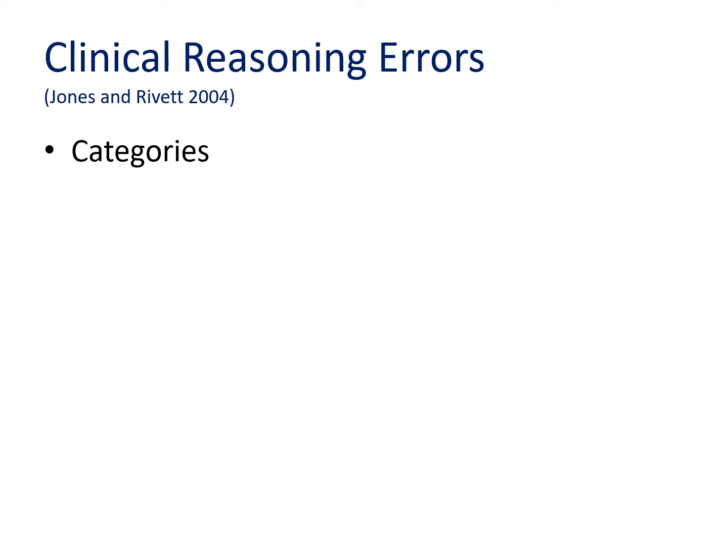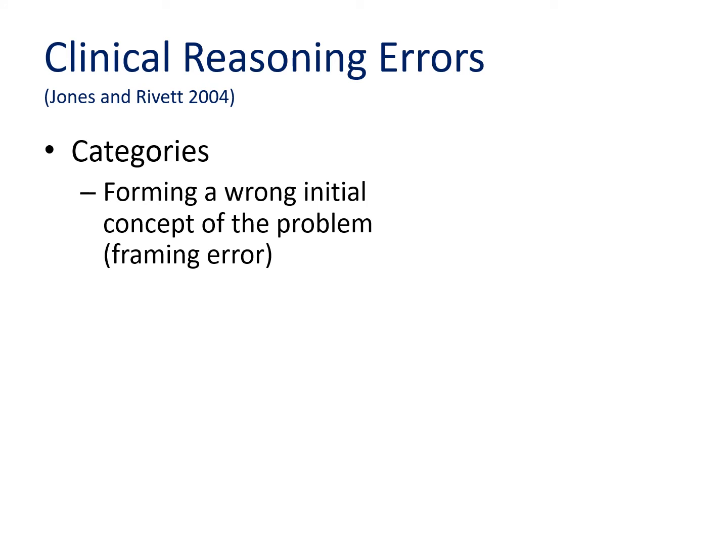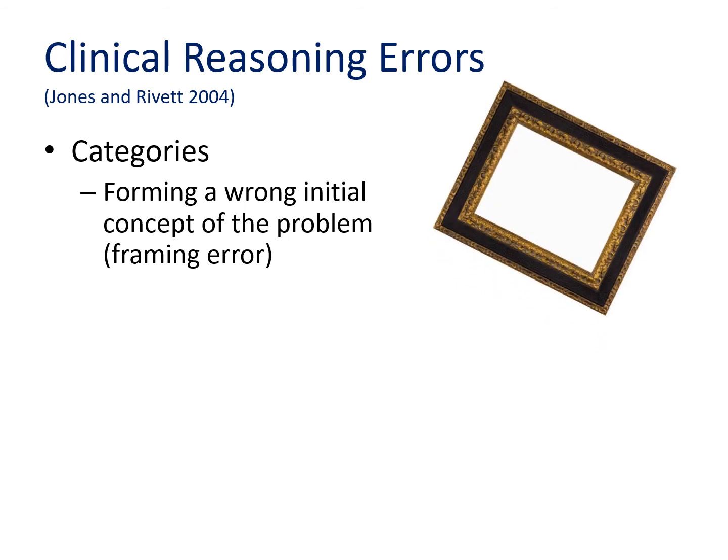Jones then talk about various categories of clinical reasoning errors. The first of these categories is forming a wrong initial concept of the problem, and they refer to this as a framing error. This is a case where the clinician fails to correctly interpret the initial data or critical cues that may have developed as part of our initial assessment process. This can then result in flawed or inadequate diagnosis, as well as management decisions that are being formulated along the way. This type of error can be avoided by spending time carefully checking and interpreting the data that we've gained, as well as questioning the validity of the data that we've gathered and the picture that's being developed about the patient.